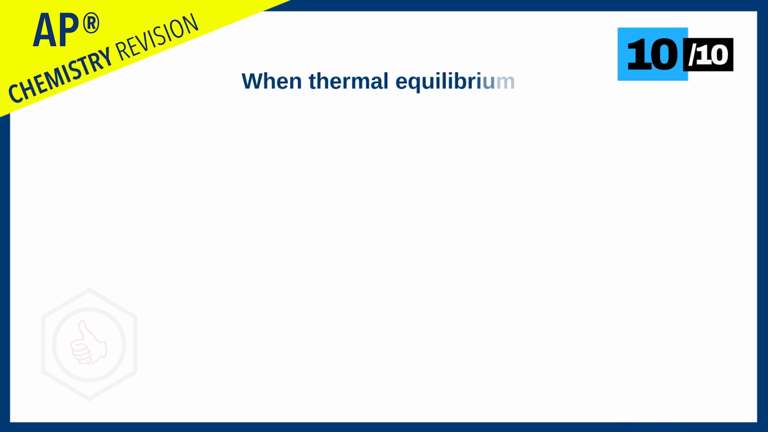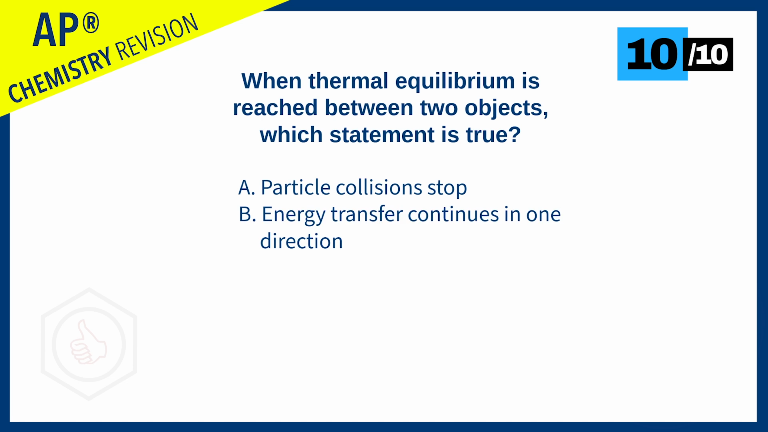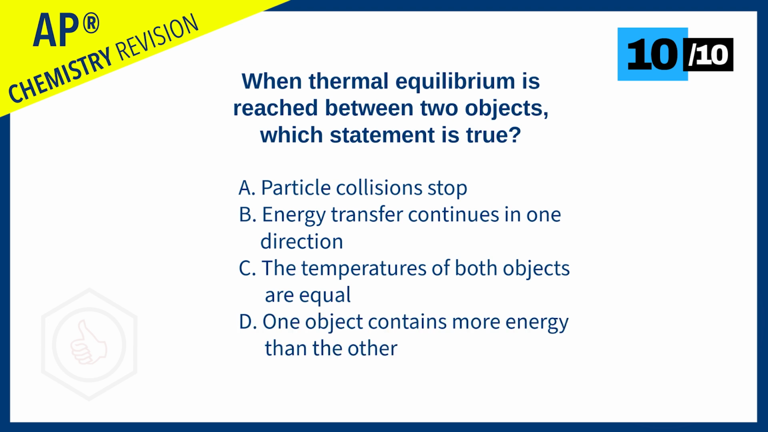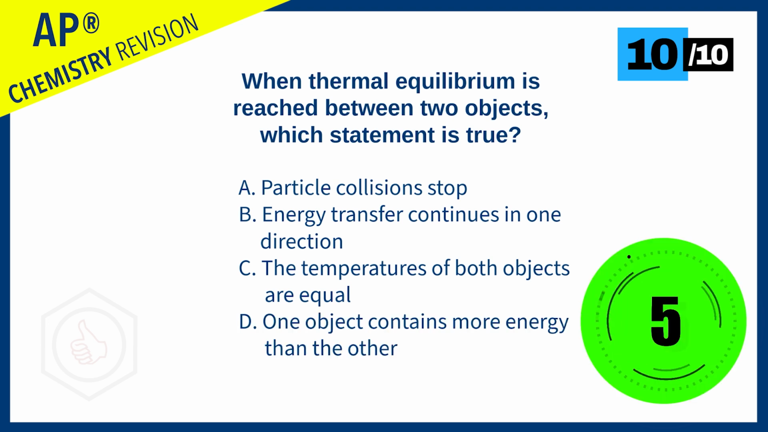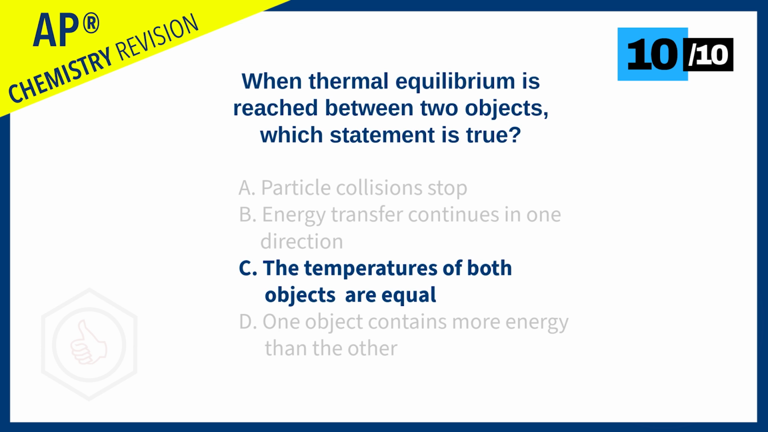When thermal equilibrium is reached between two objects, which statement is true? Particle collisions stop, energy transfer continues in one direction, the temperatures of both objects are equal, or one object contains more energy than the other. The answer is the temperatures of both objects are equal.